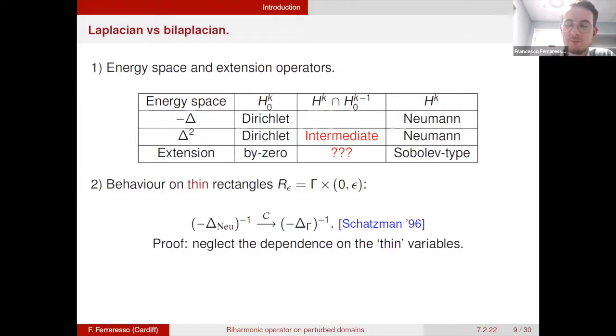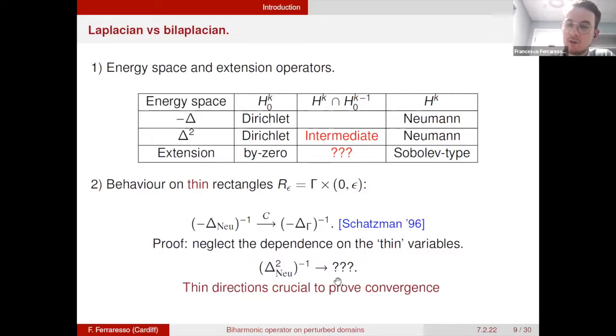And when you look instead at the biharmonic operator, this is much more complicated. And definitely, you cannot forget about these thin directions, because otherwise you cannot prove any sort of convergence. And this is somehow related to the fact that for the biharmonic operator, you don't have a nice separation of variables argument, since it is well known that this fourth order operator is mixing the different derivatives.